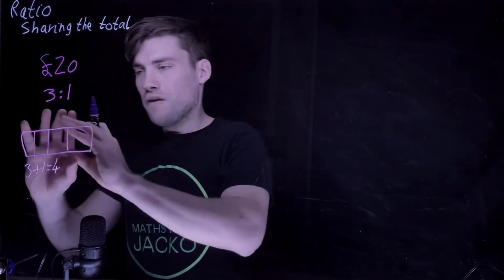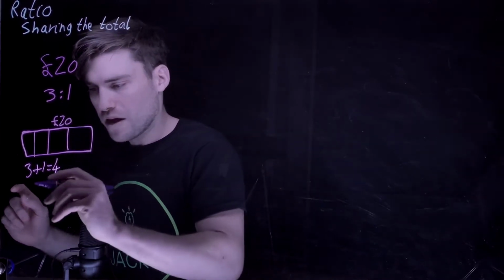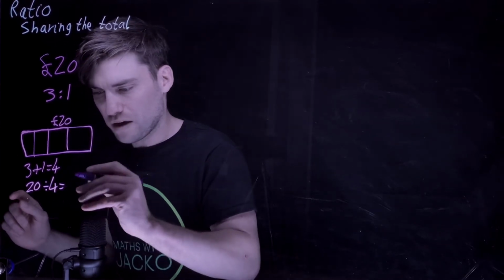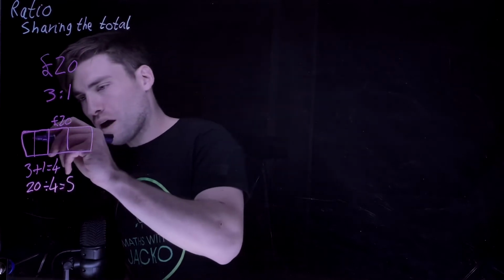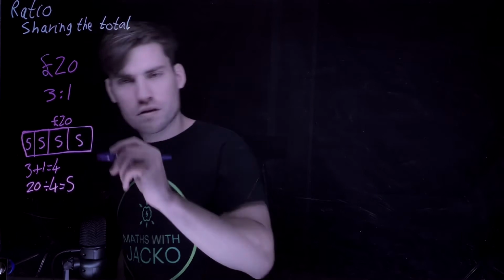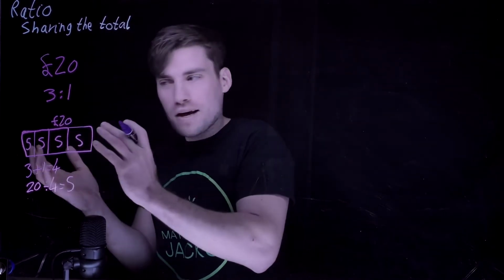Then all we do is this whole bar represents £20. We are then just sharing 20 between 4 people. So 20 divided by 4, 5. Okay, so then that 5, you're going to put that in each of the boxes. So 1, 2, 3, 4. And that's the start of it then. That's pretty much, you know, marking the exam already.